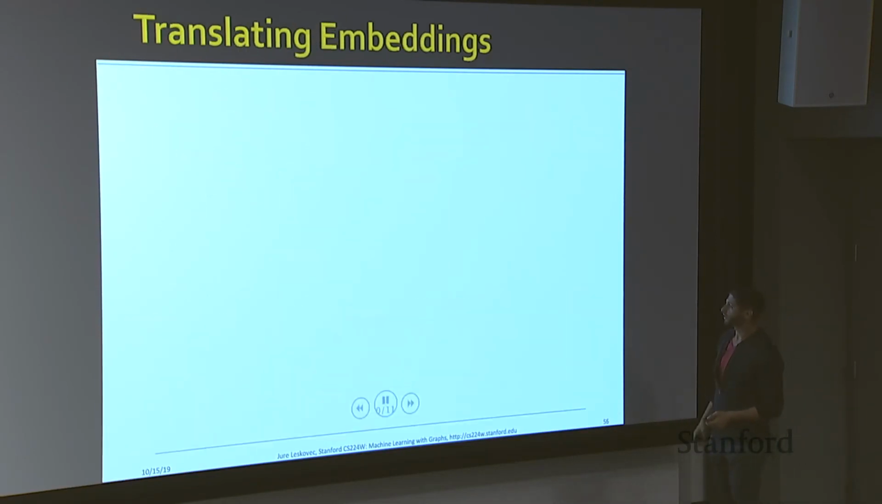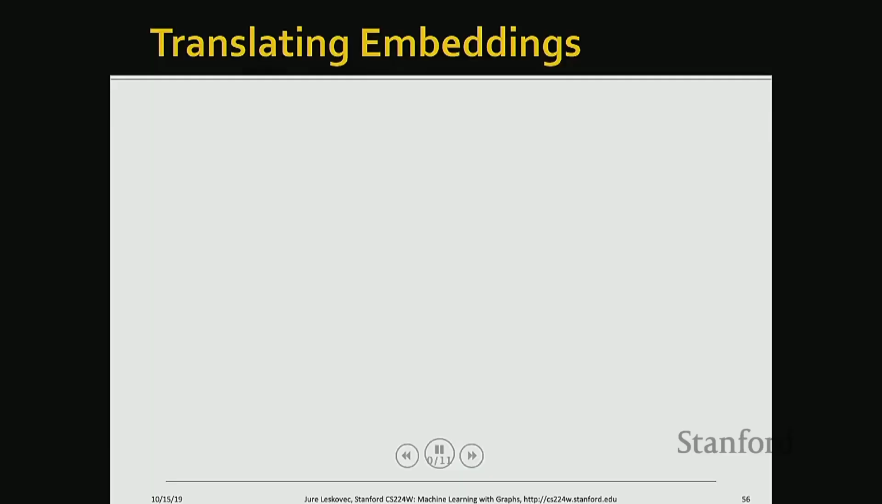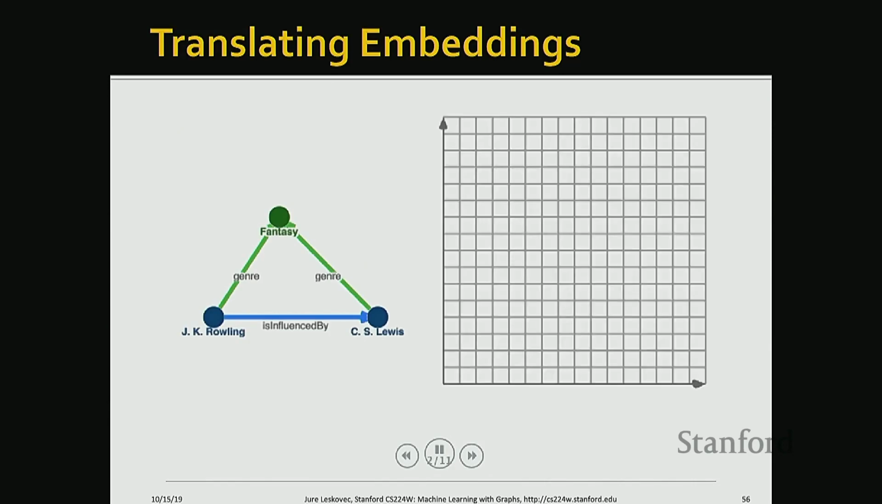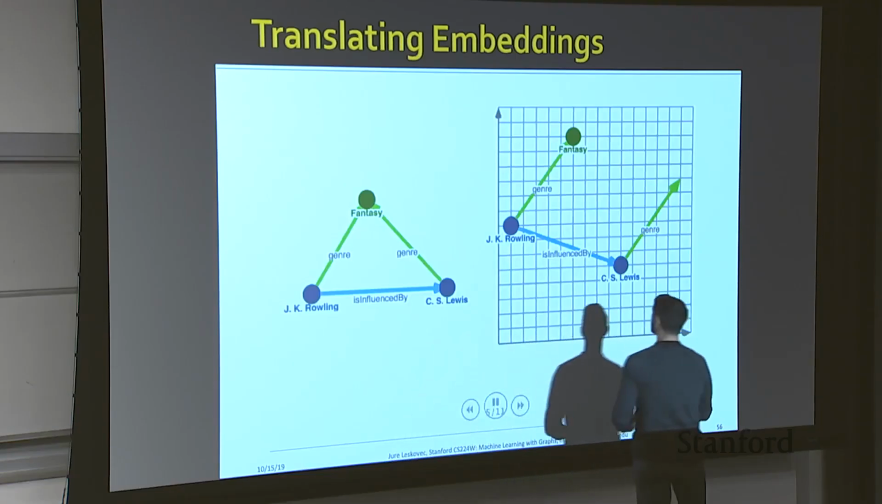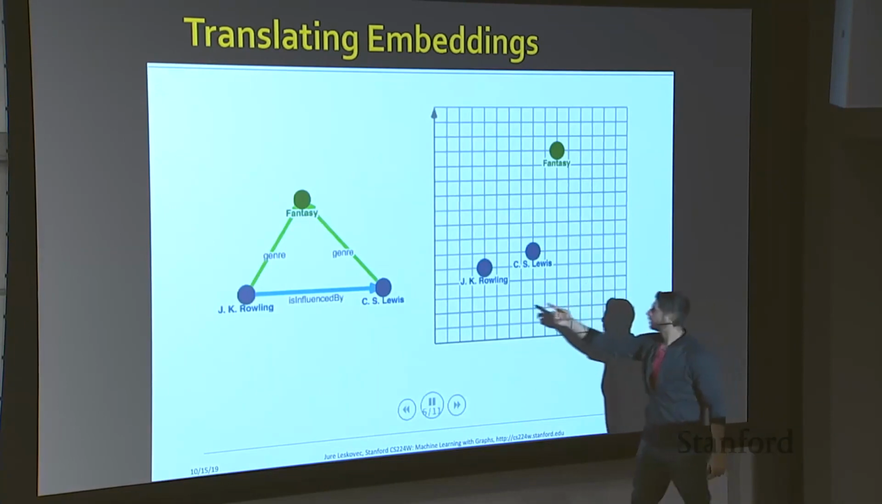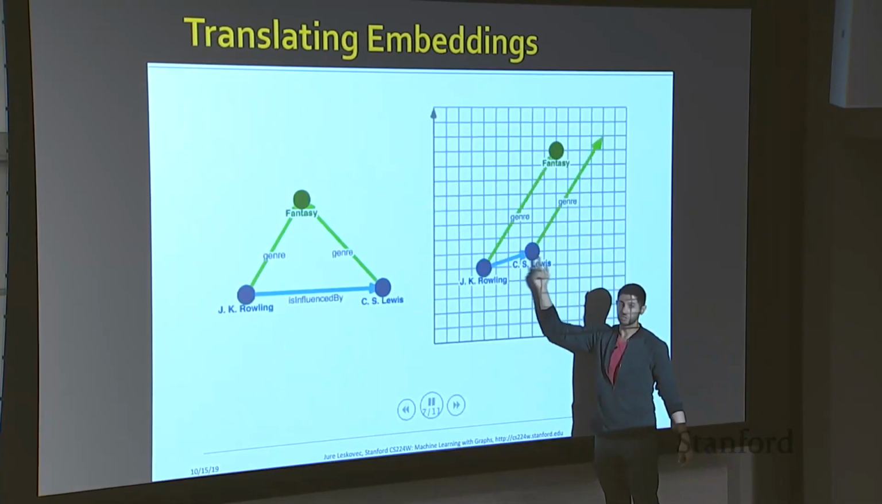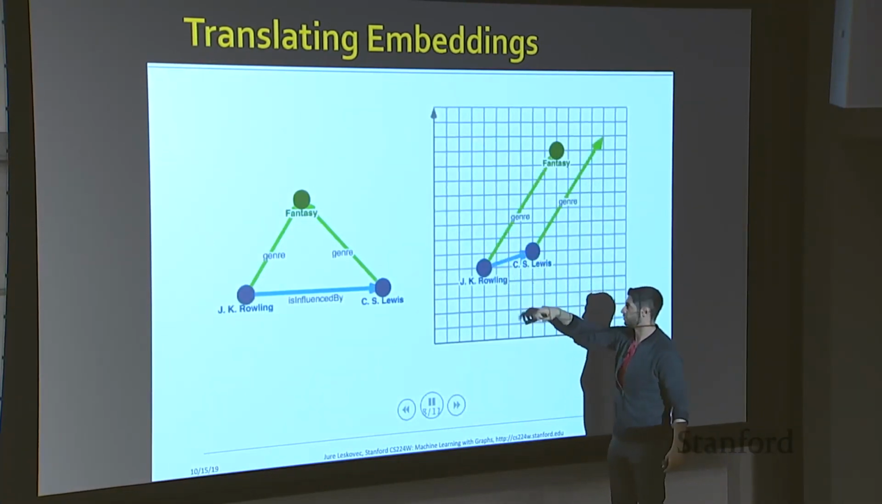So let's go through an animation. So this is the technique. It's called TransE because it's a translating embedding. So we start from our knowledge, so a small snapshot of the knowledge graph, we project it on our embedding space, and then at each step, what will happen here is we know that these two entities should be close together, right? Because they are influenced by each other.